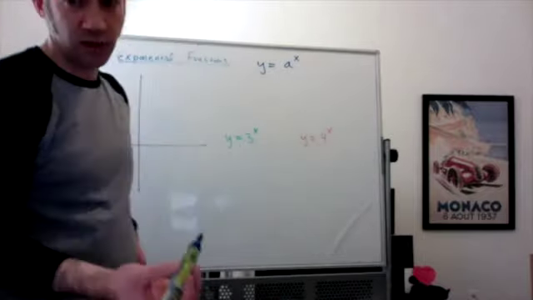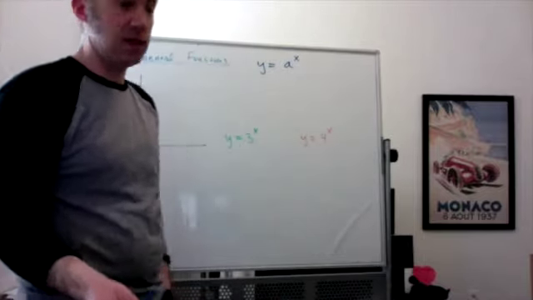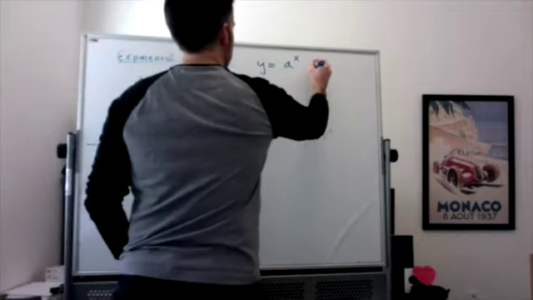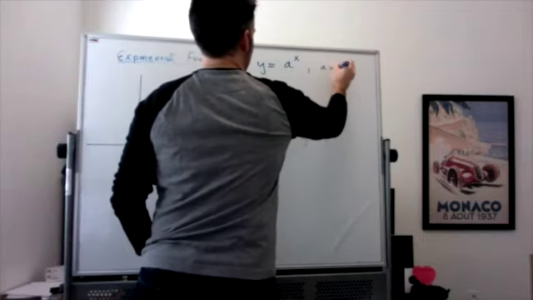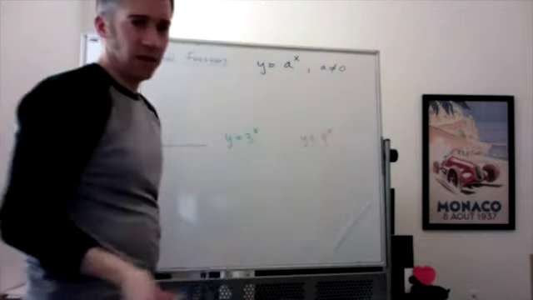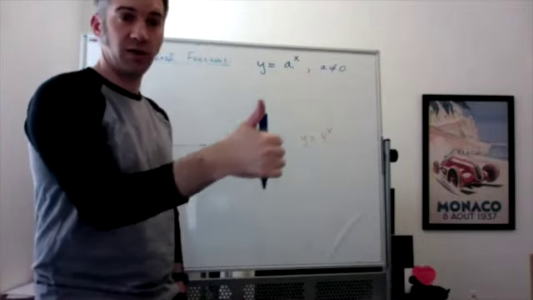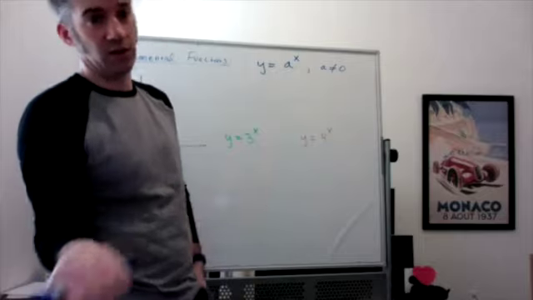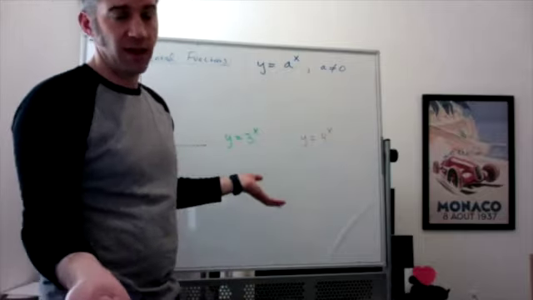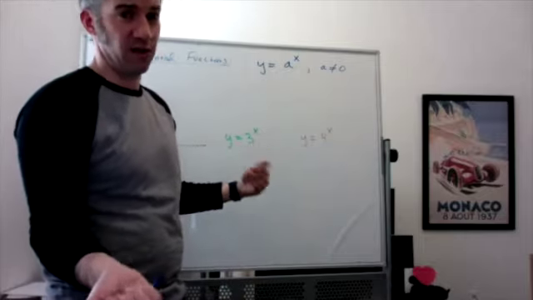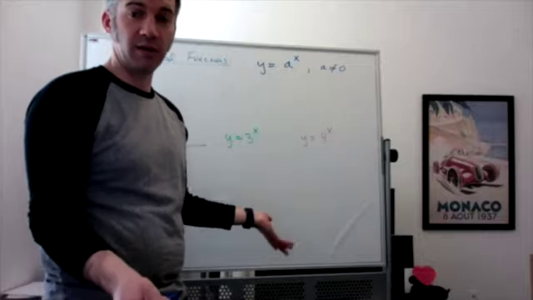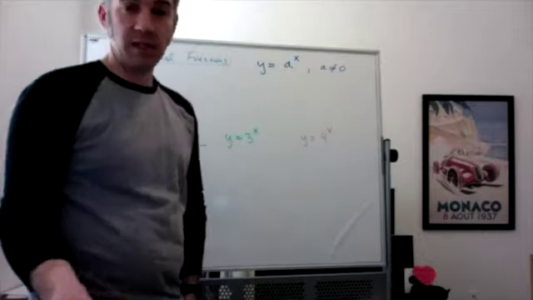There are some restrictions on what the base is allowed to be. The base should not be 0. That would be boring, right? 0 to any power, well, if it's a positive power, 0 to any power is 0, right? 0 squared is 0, 0 cubed is 0, and so on. If it's a negative power, 0 to a negative power is actually undefined because you're dividing by 0. So we don't want the base to be 0.